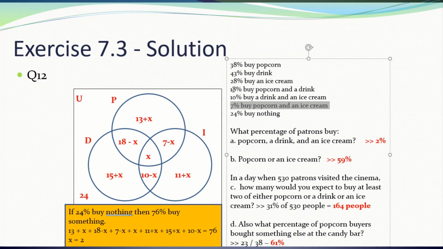Popcorn and drink is 18%, right? If the middle is x, this will be 18 minus x. Drink and ice cream is 10. So if this is x, this will be 10 minus x. So now you have this part. How to find this?